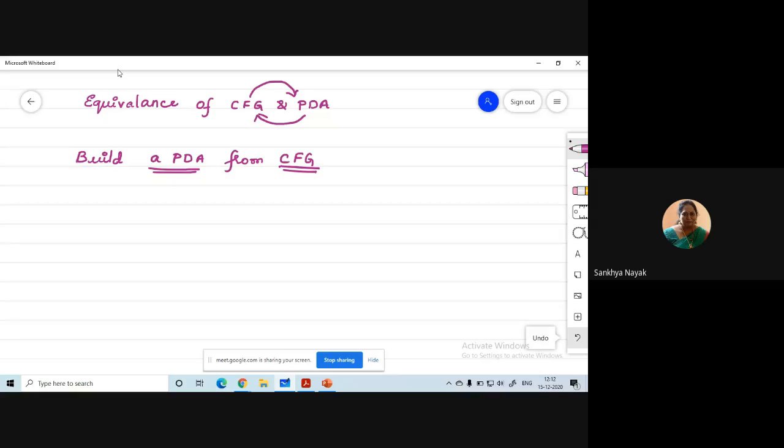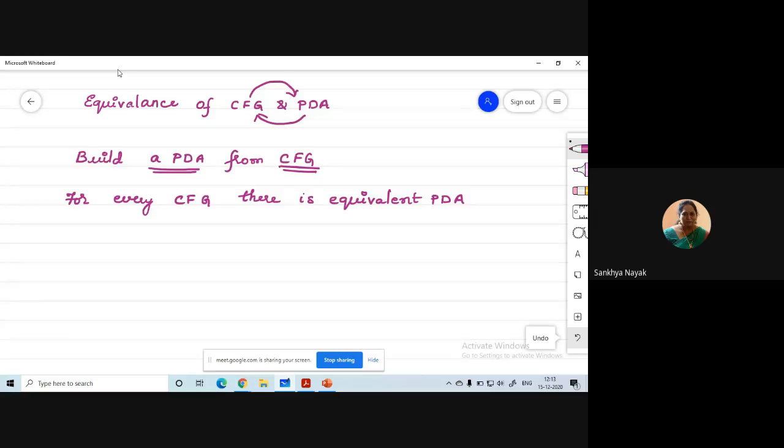The theorem says that they are equivalent, meaning for every context-free grammar there will be an equivalent PDA and vice versa. Equivalence means that, right? Tomorrow we'll see how to convert the other way, that is from PDA, how to convert it into grammar. Today we are doing building PDA from CFG. Very, very simple.